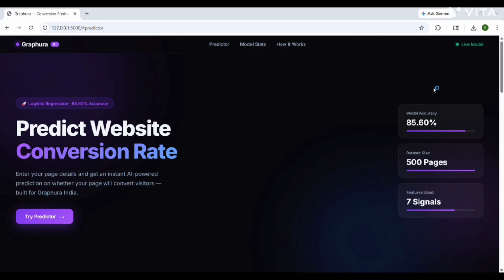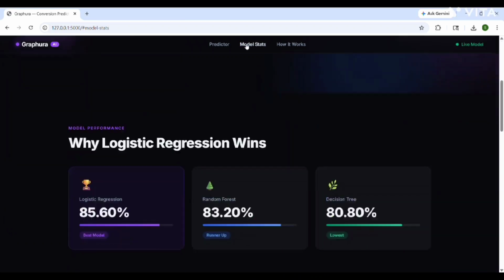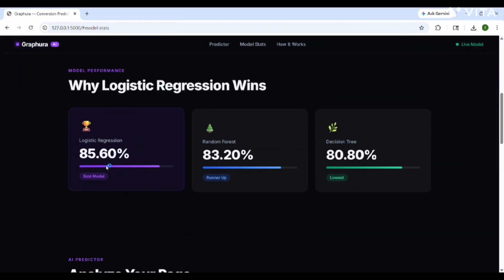Hello everyone, I'm Shivangi from Team J. So basically, I have built a Flask based web application and we have integrated the machine learning model using logistic regression. We have chosen logistic regression because it has the higher accuracy, or the higher performance, which is 85.60.